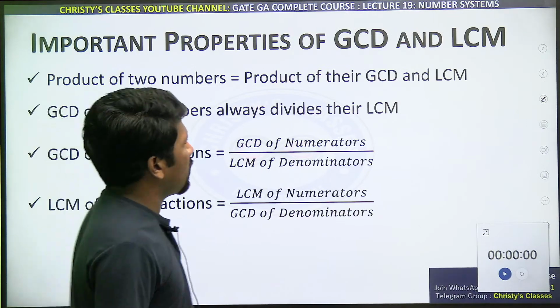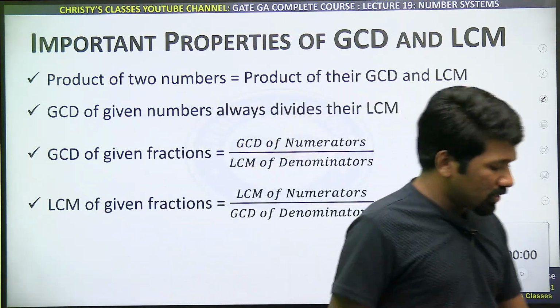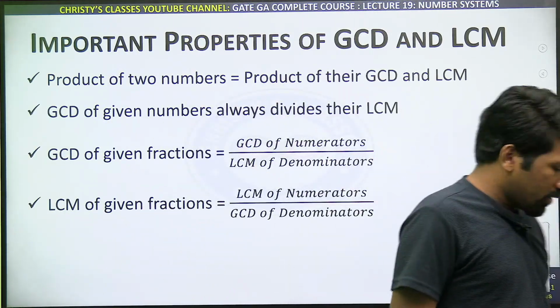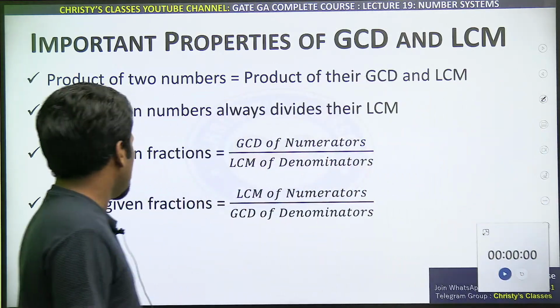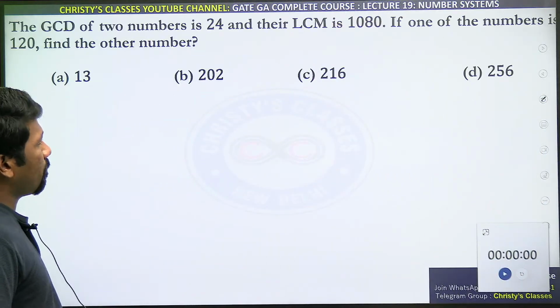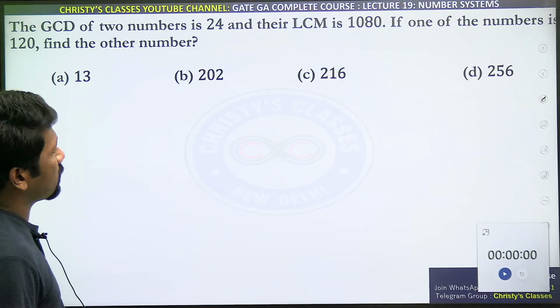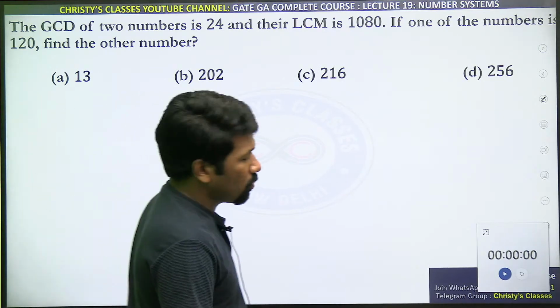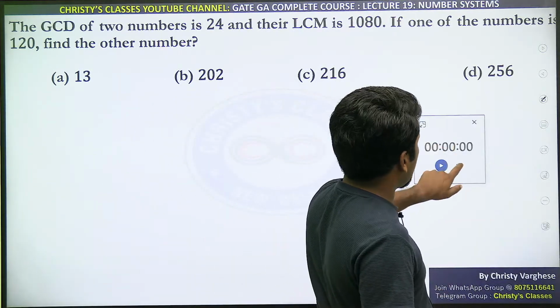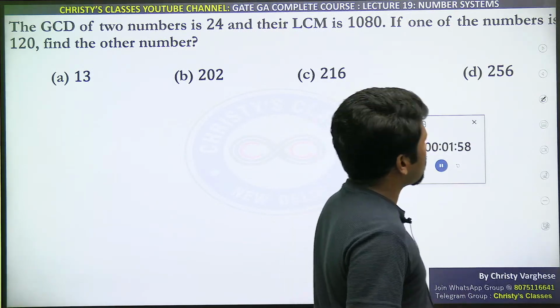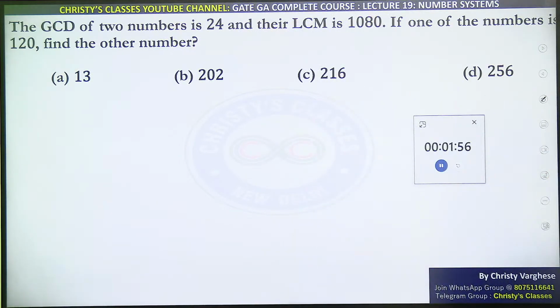Product of two numbers will be equal to the product of their GCD and LCM. That property, if you know it, is good. So try this question just to make you remember those property. Post your answer super fast. Simple question only.